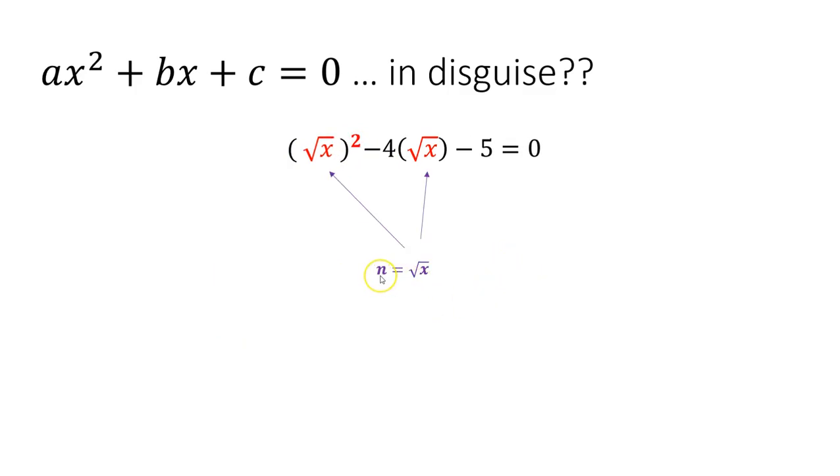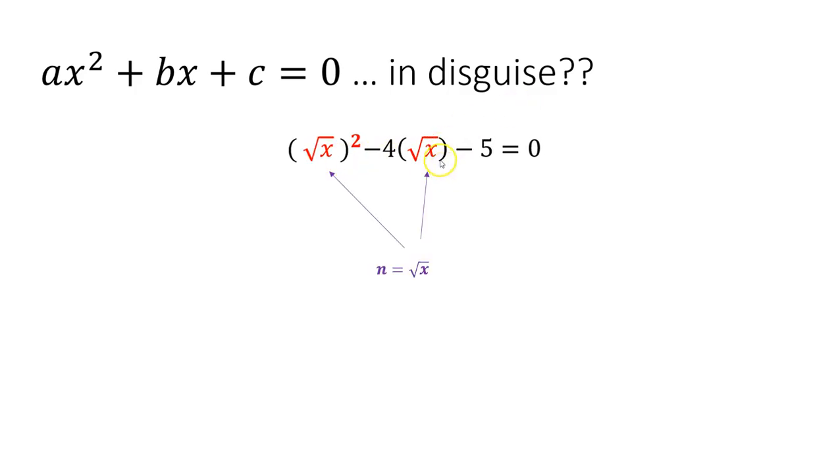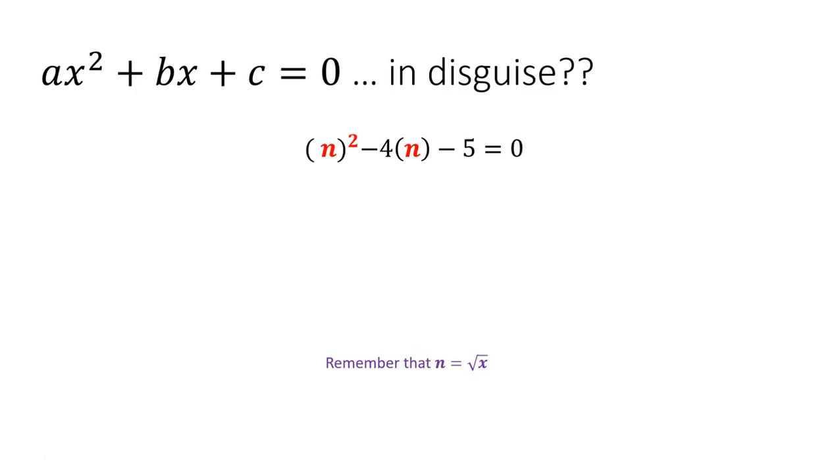Now we're ready to plug in n. N equals the square root of x. So in this spot in the middle, we'll put n, and over here on the left, we'll put n, which will give us n squared on the left and 4n in the middle. Take a look again. It used to be the square root of x. Now it's going to be n. This used to be the square root of x squared, so that will make it n squared. And this is much easier to solve.